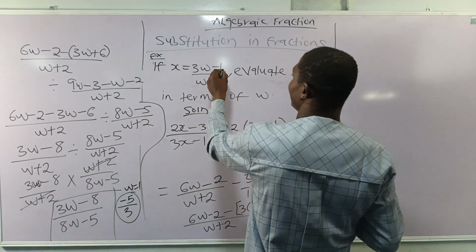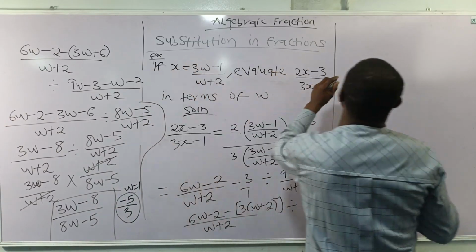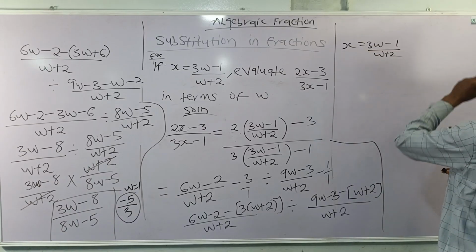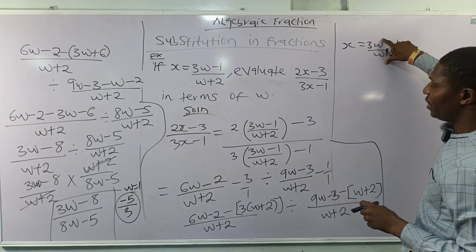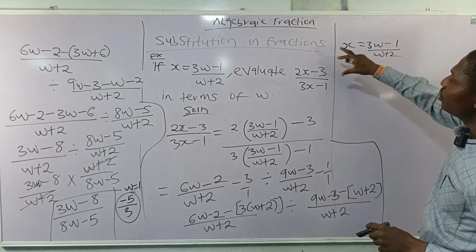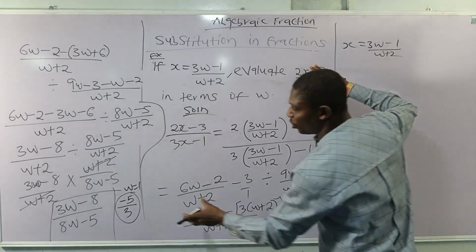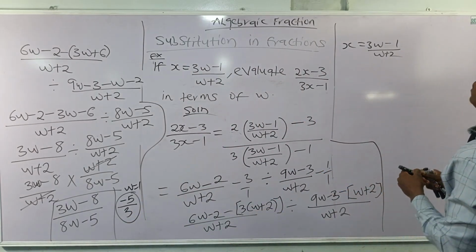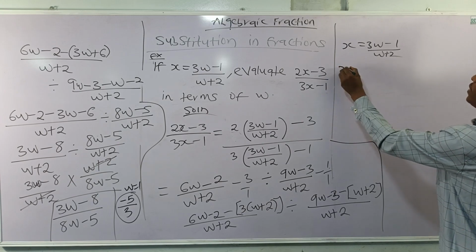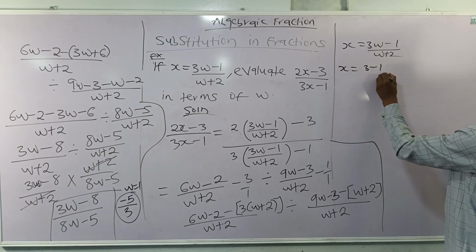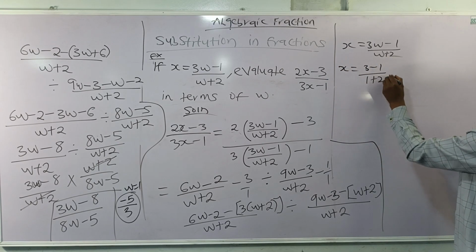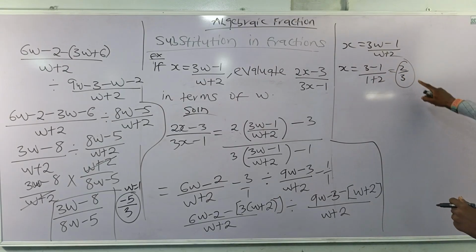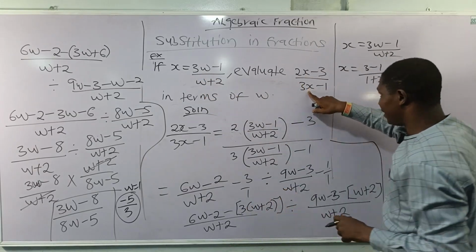So I'll come to the place for x now, 3w minus 1 all over w plus 2. If I put my value of w here, it will give me a value, and I'll finally substitute it here. Whatever I have here must be equal to this minus 5 over 3, else my answer is wrong. Now, w is 1. So I have x equals 3 times 1 is 3, minus 1, all over 1 plus 2. 3 minus 1 is 2, all over 3. So I've gotten this as my value of x.